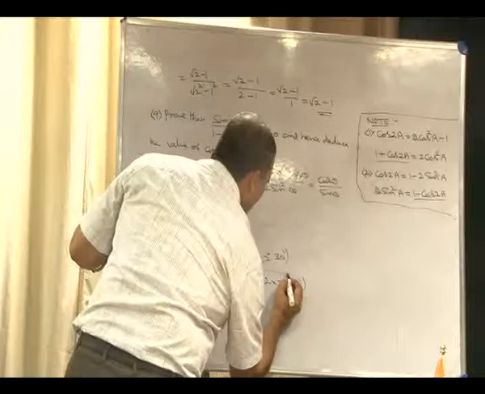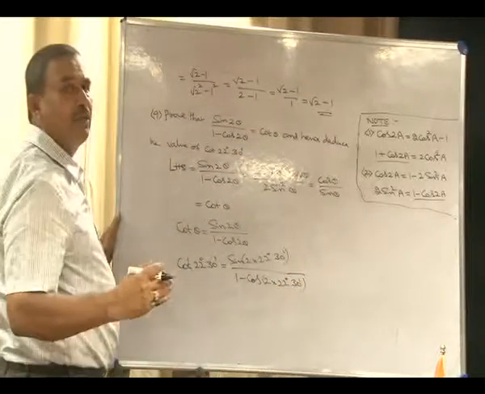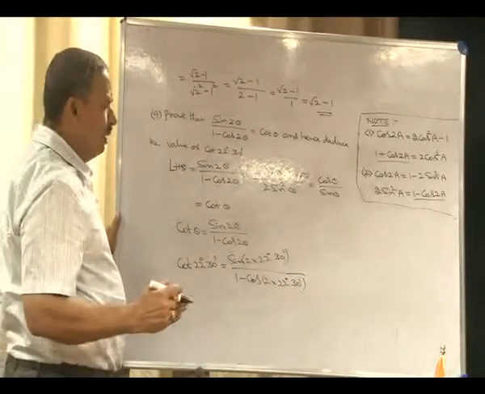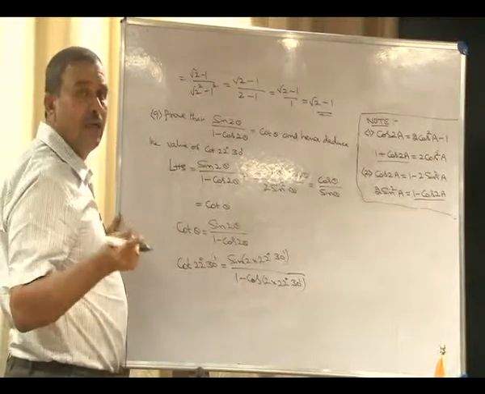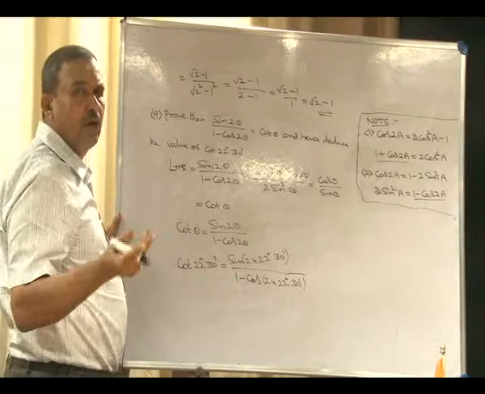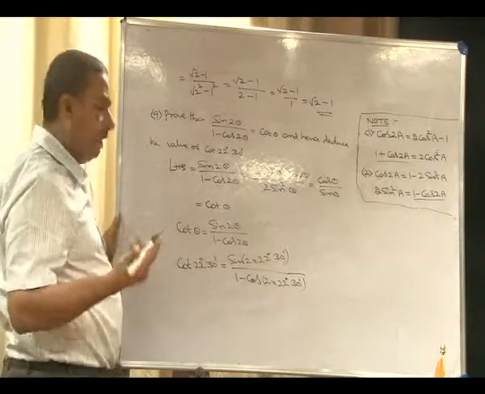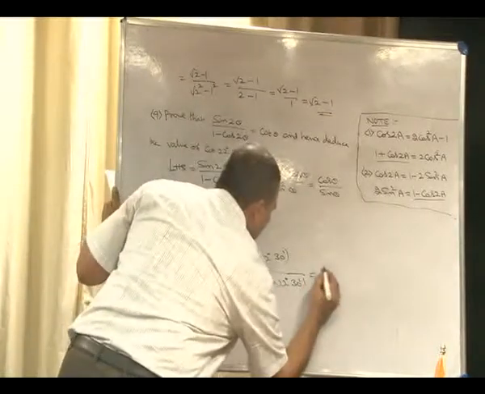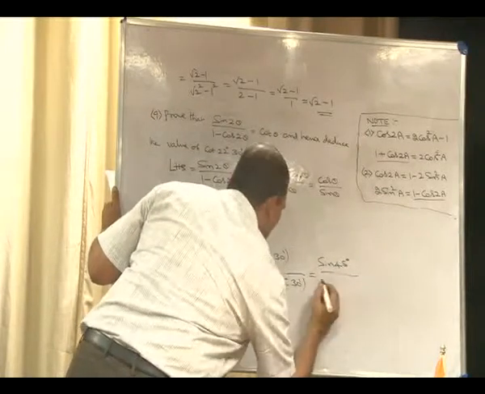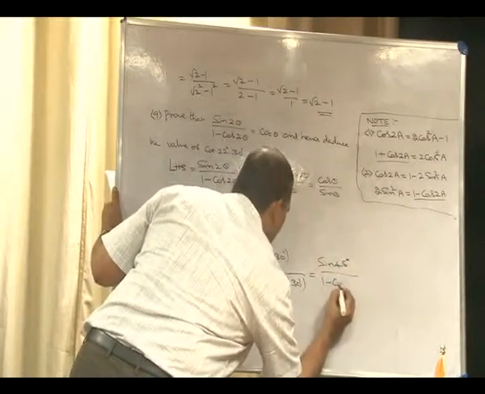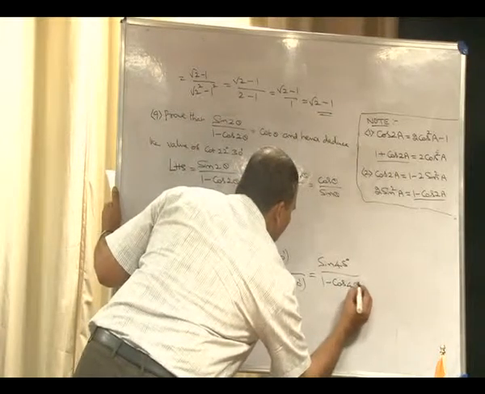2 into 22 degree 30 minutes: 2 into 30 minutes is 60 minutes, and 60 minutes is 1 degree. 2 into 22 degree is 44 degree, and 44 degree plus 1 degree is 45 degree. That is equal to sin 45 degree by 1 minus cos 45 degree.